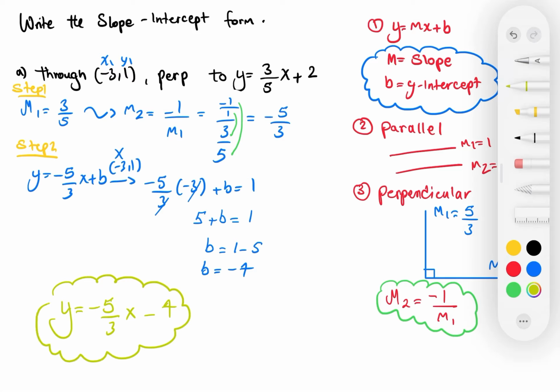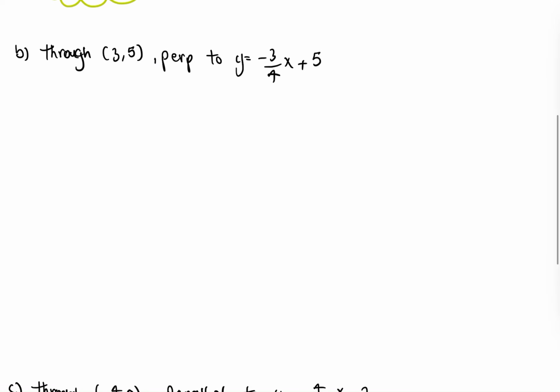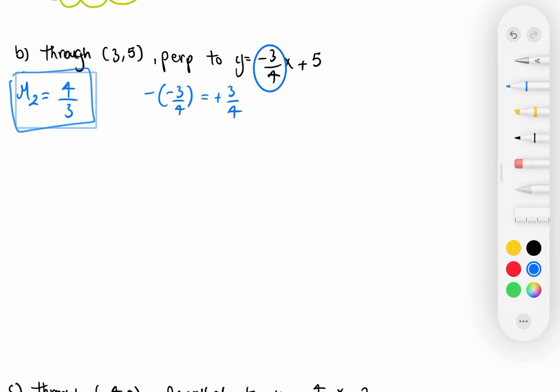All right. Now let's go ahead and do another one. So this one says it goes through (3, 5) and is perpendicular to y = negative 3 over 4x plus 5. Right off the bat, the slope of my line is going to be the negative reciprocal of this value right here. The reciprocal means 4 over 3, and negative makes it positive, right? If you multiply negative by negative 3 over 4, it becomes positive 4 over 3. So this is the slope of my new line, right?